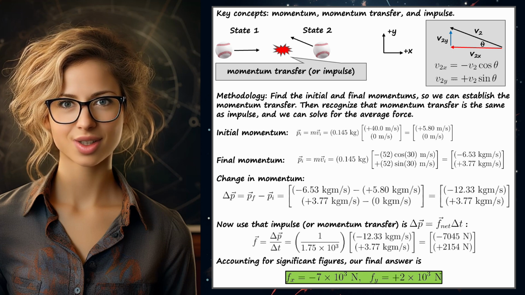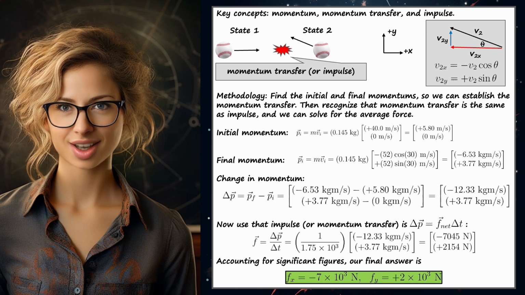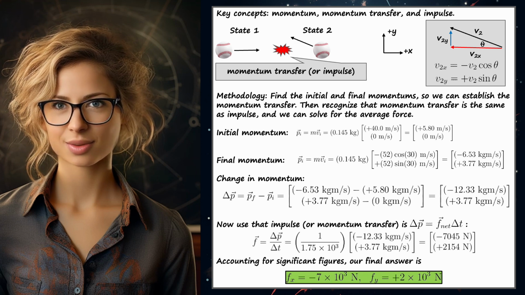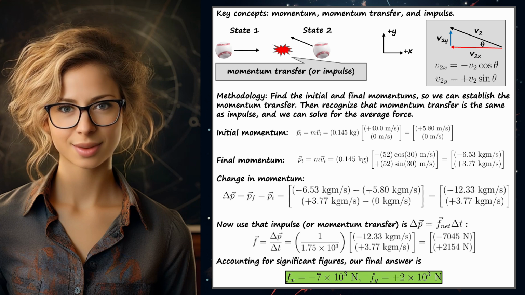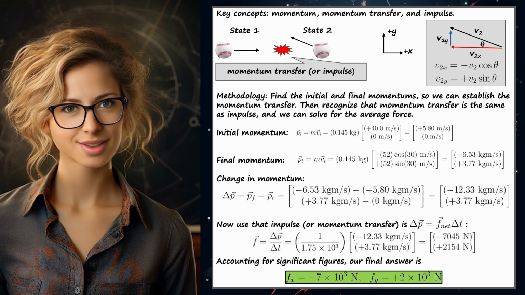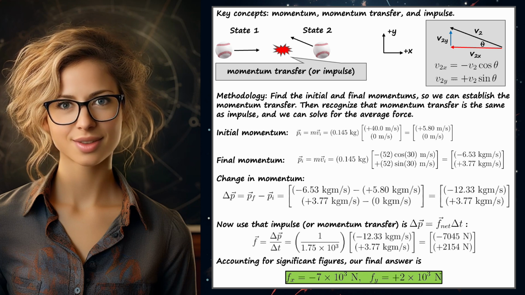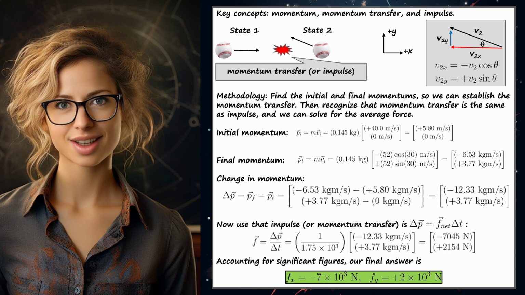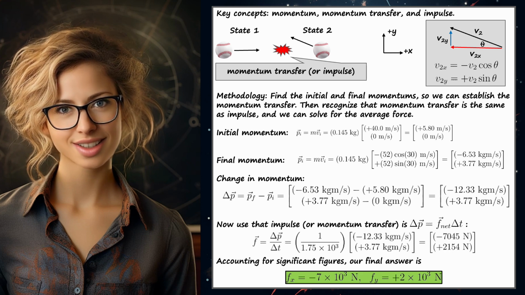Our solving methodology will be: find the initial and final momentum of the baseball. This will allow us to calculate the change in momentum. The next step is to connect the fact that change in momentum is momentum transfer or impulse. From the definition of impulse, we can solve for the net force applied to the baseball. Now let us proceed through the calculation steps.